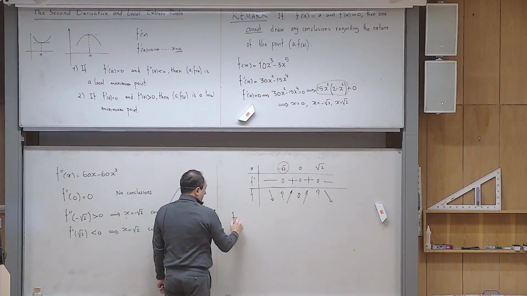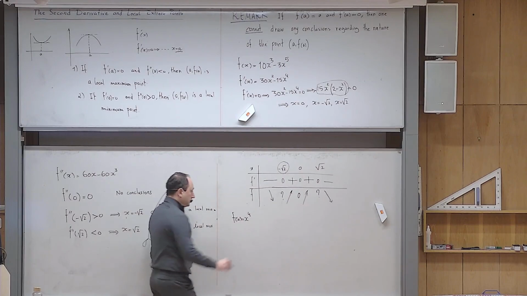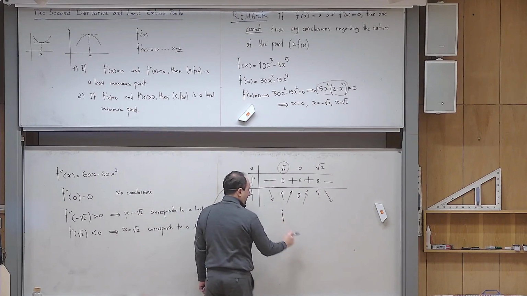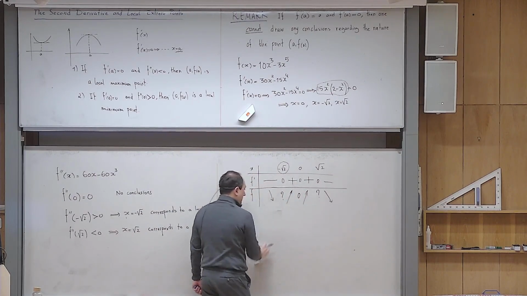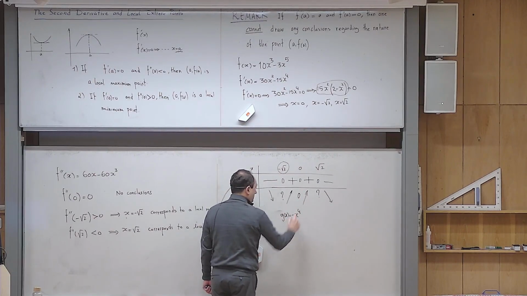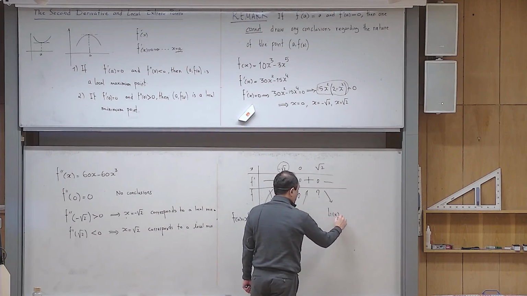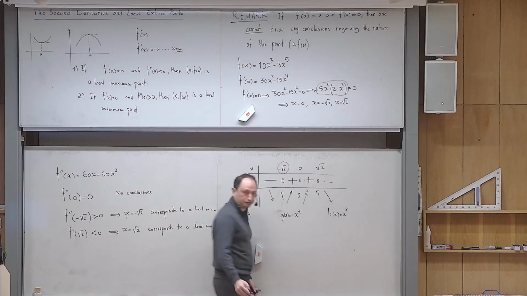One function, I just present it as f of x equals x to the power of 4. Another function, let me call it g of x now. This is a very classic example. I give it minus x to the power of 4. Another function, h of x, I give it as x to the power of 3.